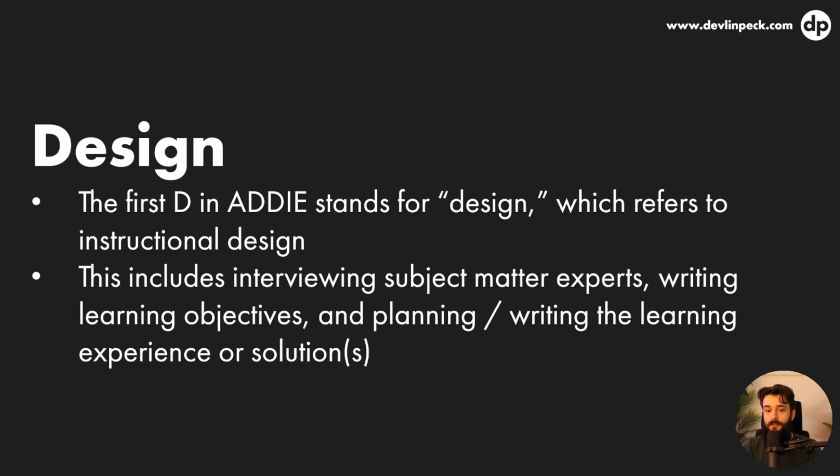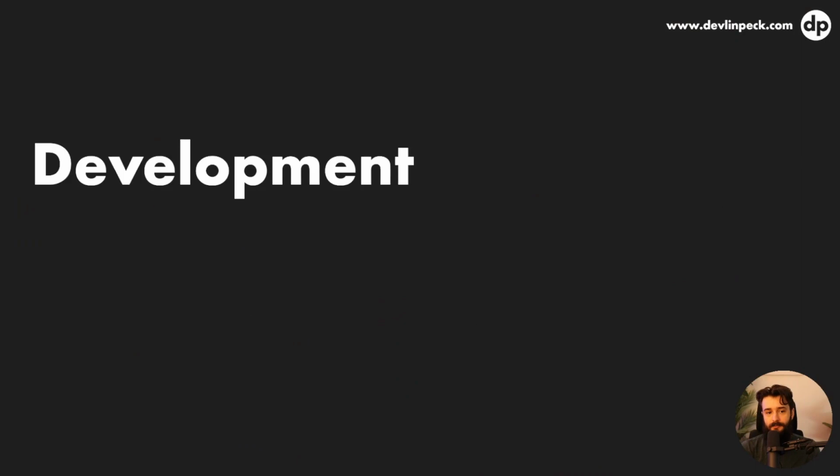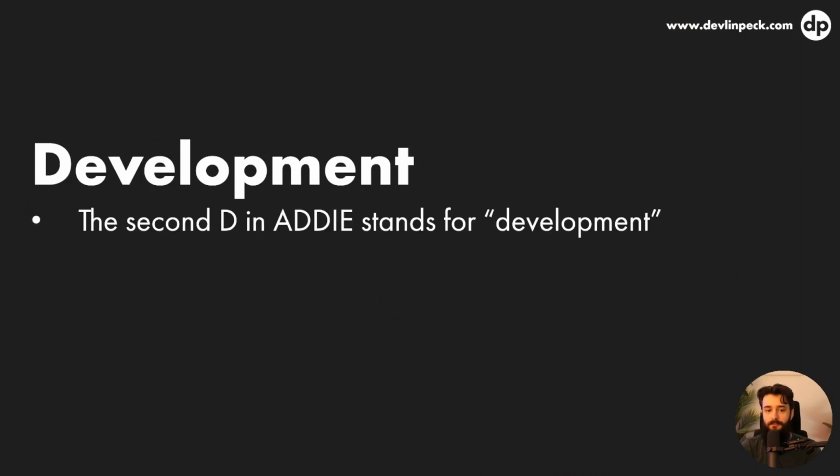So that includes interviewing subject matter experts, writing learning objectives, planning or writing the learning experience or solution. So writing storyboards, for example. So it's a lot of writing. It's a lot of talking to stakeholders. And it's like designing this solution essentially. But it's not actually building it out in an authoring tool. That's the next D. So the next D is development.